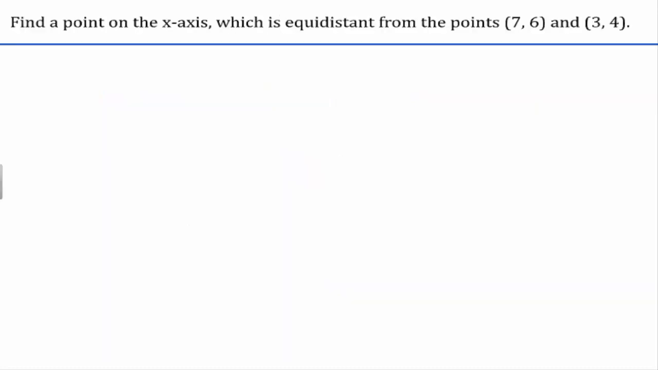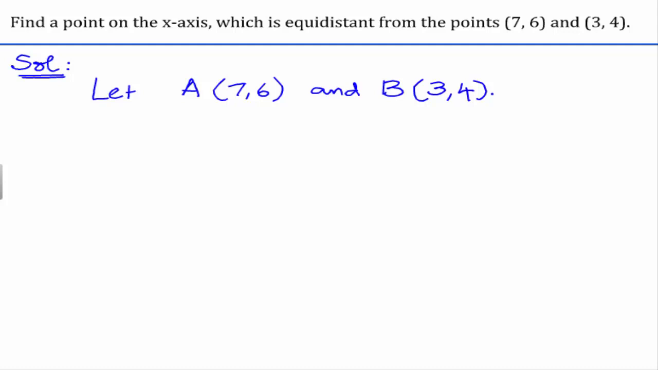In this question, we have to find out a point on x-axis which is equidistant from the 2 given points. Let us see the solution for this. Let the 2 points given are taken as A and B. A is 7, 6 and B is 3, 4. Now we have to find out a point on x-axis. Let P be x, 0, as we all know that if a point is on x-axis, its y coordinate will be 0.